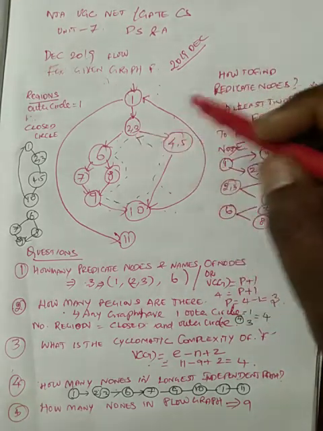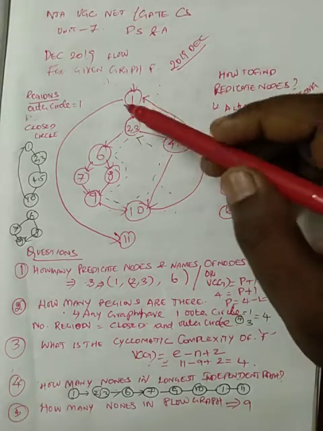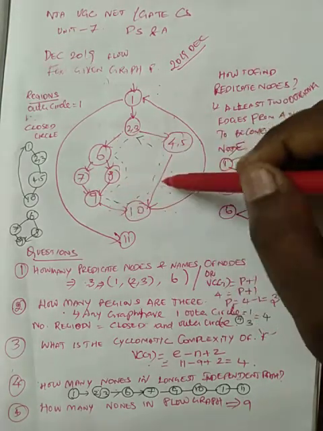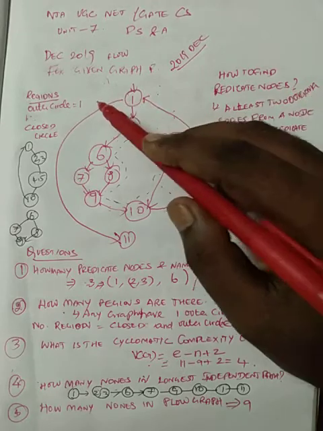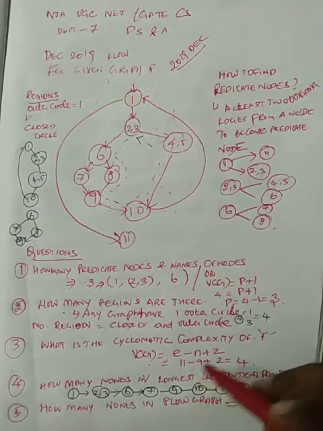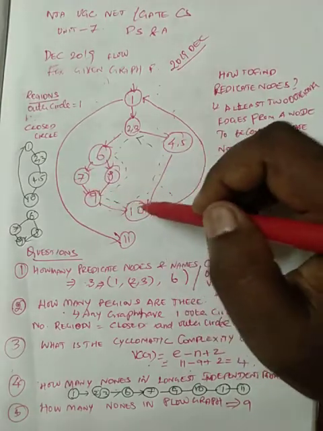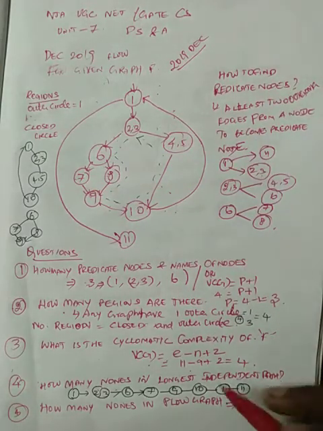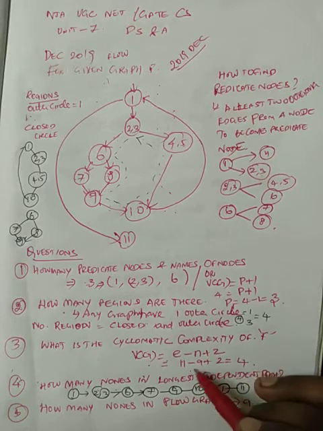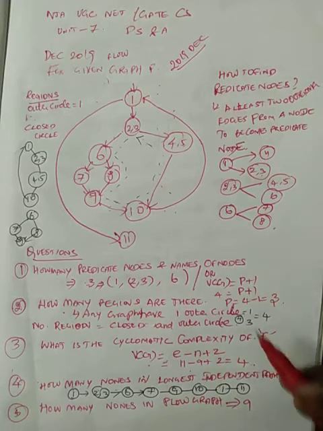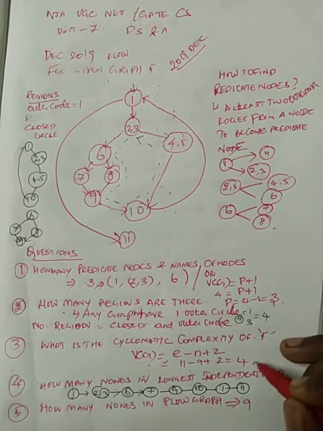Now we count the number of edges: 1, 2, 3, 4, 5, 6, 7, 8, 9, 10, 11. So 11 edges. The number of nodes are 1, 2, 3, 4, 5, 6, 7, 8, 9. So 9 nodes, plus 2. 11 minus 9 plus 2 equals 4. So we got the answer as 4.